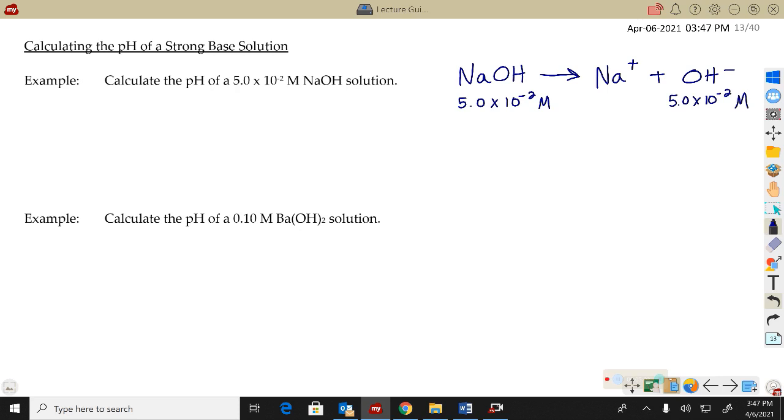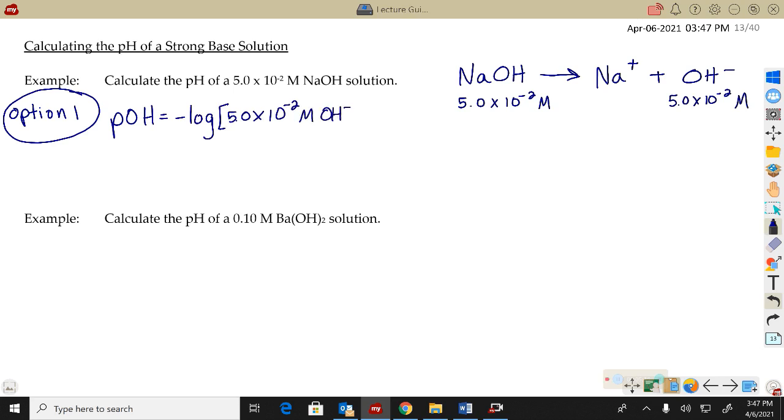Right, now you've got a couple options on calculating the pH. Option 1. Let's say option 1. 2 ways to calculate the pH of a base. Well, I've got the hydroxide concentration, so it would be really easy to say pOH equals opposite log of that 5.0 times 10 to the negative second, because that will be the concentration of hydroxide. I could do that. That'd be super easy. So opposite log 5 times 10 to the negative second gives me a pOH of about 1.3.